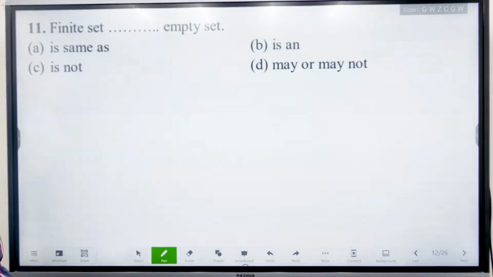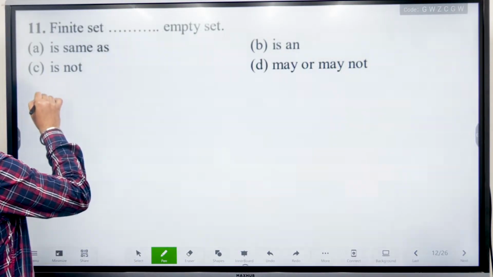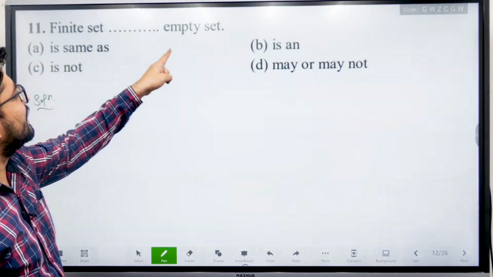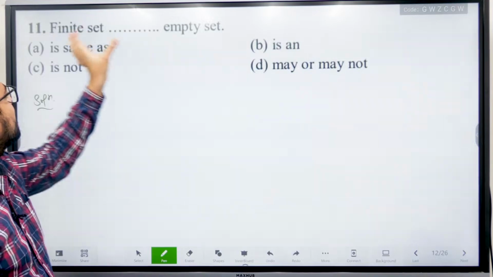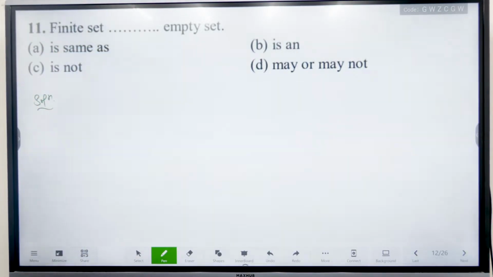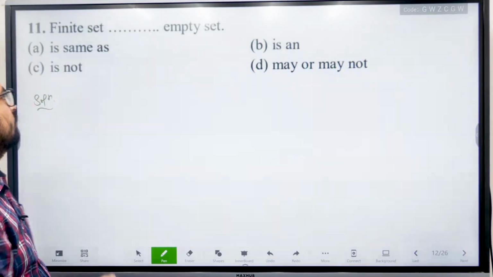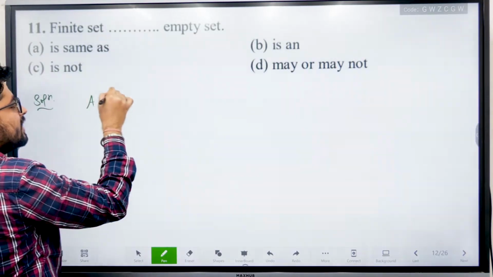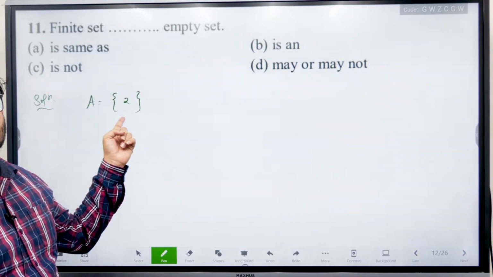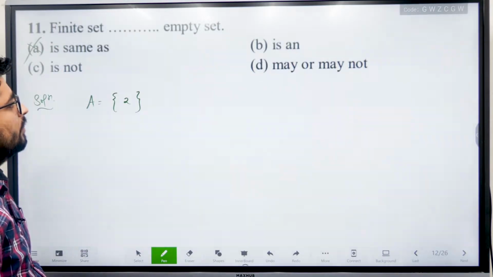Now we have a multiple choice question, single correct. You are given fill in the blanks: a finite set something, empty set. So first option is it's same as empty set. No, that's not true. Why? Because if you take A equal to 2, this is finite, but this is not an empty set. So that's not the correct one.